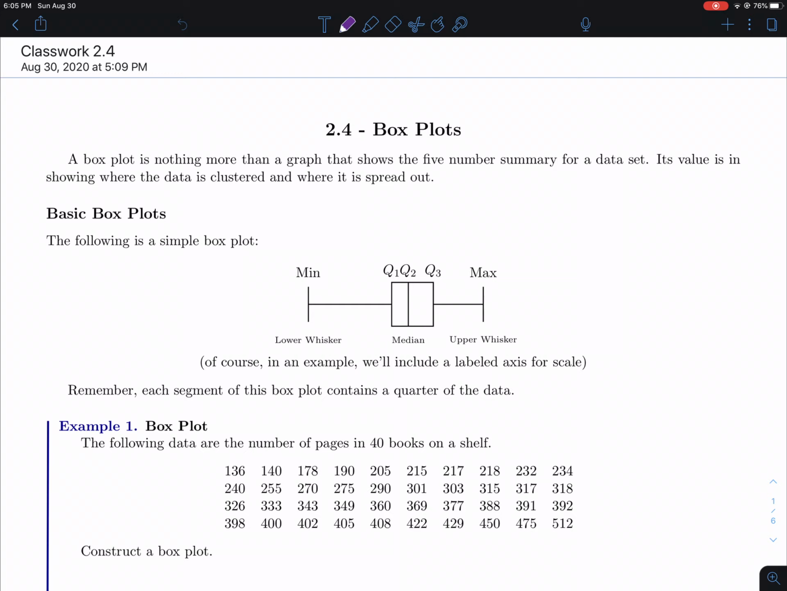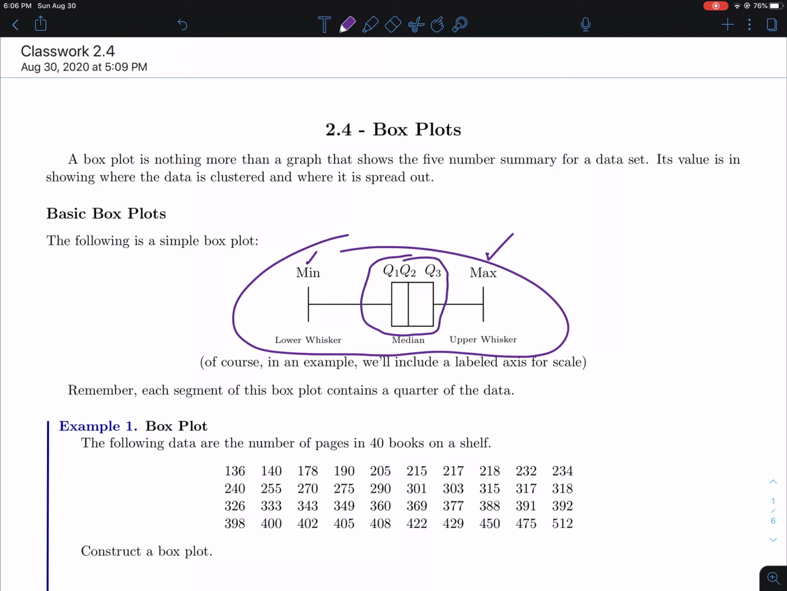So what we're going to do is make what's called a box plot in this case. If you look at the picture here, we've got an example of what a box plot looks like. Notice it's got our min value on the left, it's got our max value on the right, and those lines are what are called the whiskers of the plot. Sometimes you'll see this called a box and whiskers plot. And then the box always consists of the quartiles, so Q1, Q2, and Q3 is the median.